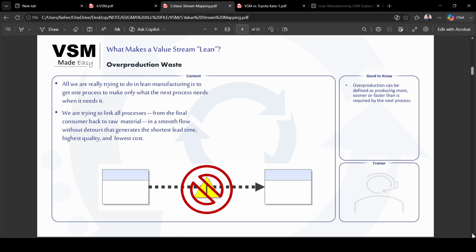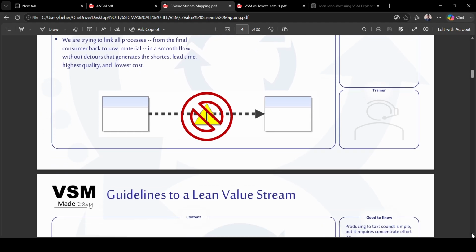All we are really trying to do in lean manufacturing is to go to one process and make only what the next process needs when it needs it, and we are trying to link all the processes from the final consumer back to the raw material in a smooth flow without retrace. That generates the shortest lead time, highest quality and lowest cost.